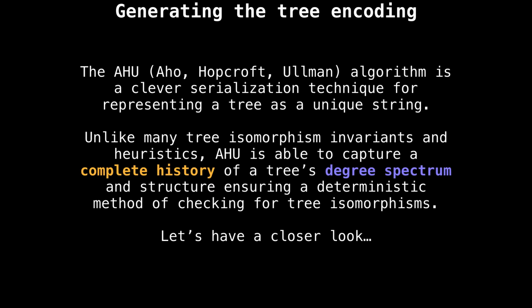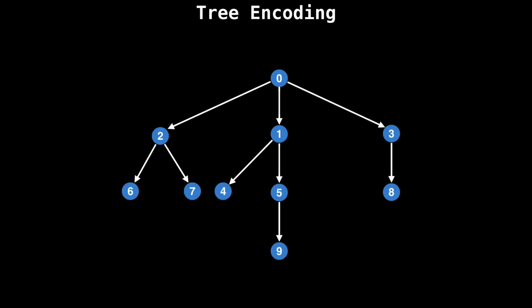The AHU algorithm, short for the initials of the three authors who created the algorithm, is a clever serialization technique for representing a tree as a unique string. Unlike many tree isomorphism invariants and heuristics, AHU is able to capture a complete history of a tree's degree spectrum and structure. In turn, this ensures a deterministic method of checking for tree isomorphisms. Let's take a closer look at how this works. Suppose we have this tree and we wish to encode it.